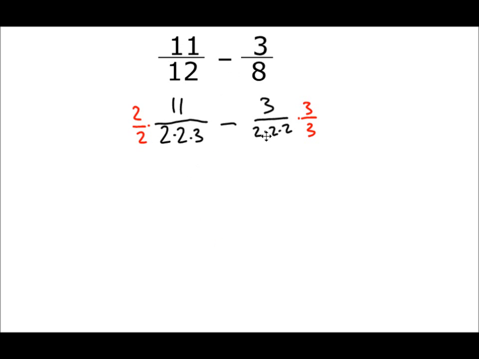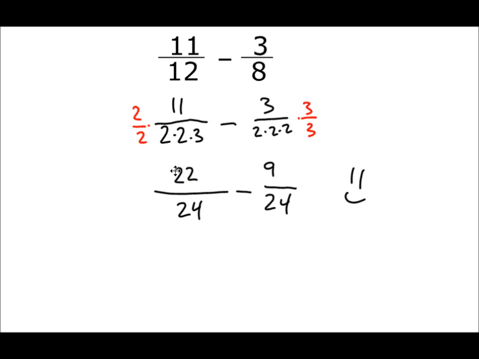Now, as I look across my numerator, I can see that here I've got 2 times 11, and I'm going to go ahead and write that as 22. My denominator is still 2, 2, 2, 3. And 2, 2, 2 is 8 times 3 is 24. Over here, I have a numerator of 3 times 3, which is 9. And below, I have 2, 2, 2, 3, which is 8 times 3, or 24. This is exactly what I wanted. I'm so happy because now I have identical denominators.